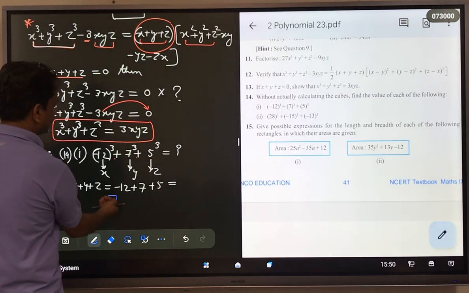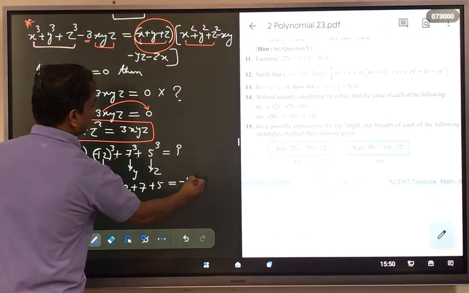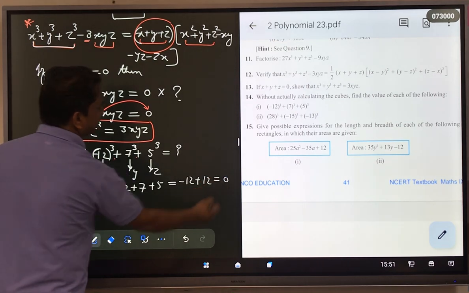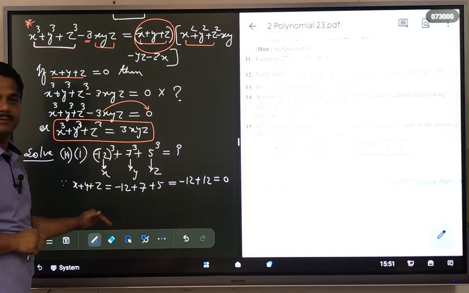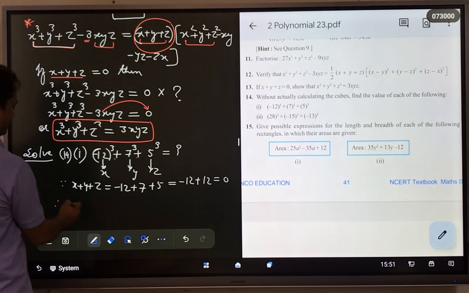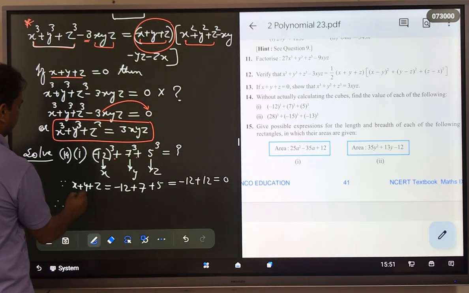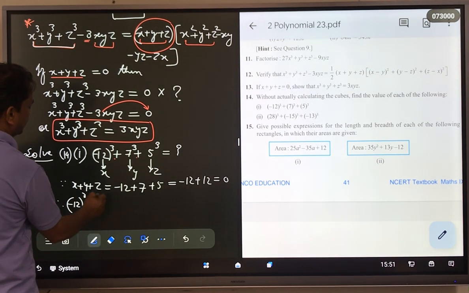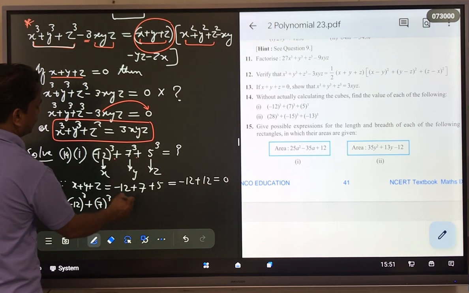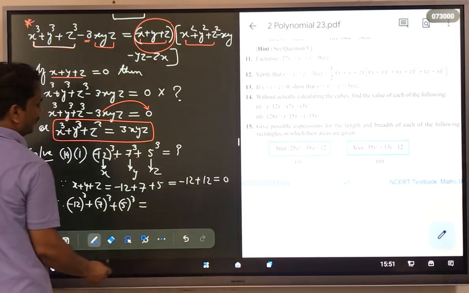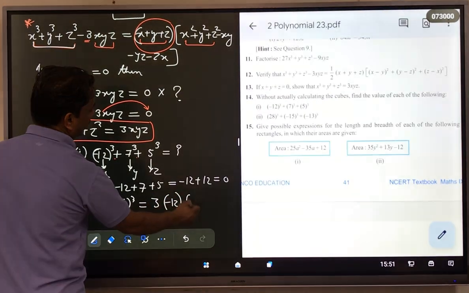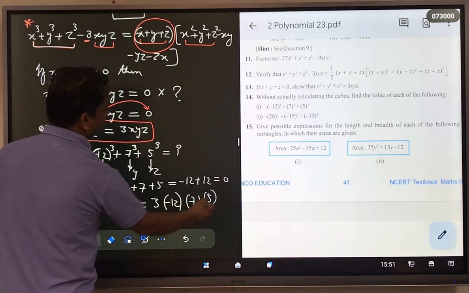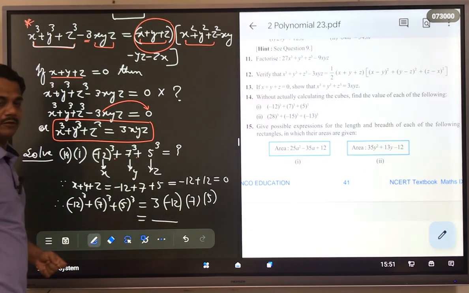So here, minus 12 plus 12 is equal to 0. Here the sum of the three quantities is becoming 0. Therefore, what will be their cube sum? Minus 12 cube plus 7 cube plus 5 cube will give you 3 times their product. Their product means minus 12, 7 and 5. Can you find the product of them?